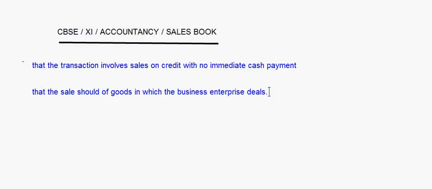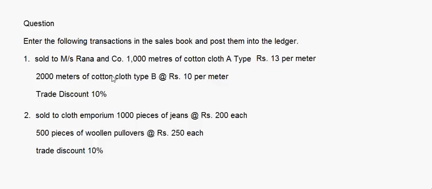Now I'll take up a small question to do this sales book. This is the question here. Enter the following transactions in the sales book and post them into the ledger. Sold to Messrs. Rana and Company 1000 meters of cotton cloth A type, rupees 13 per meter. Then sold to the same company 2000 meters of cotton cloth type B at rupees 10 per meter. Trade discount is 10%. Then the second transaction, sold to Cloth Emporium 1000 pieces of jeans at rupees 200 each, 500 pieces of woolen pullovers at rupees 250 each, trade discount 10%.